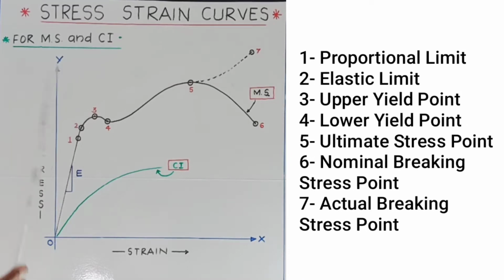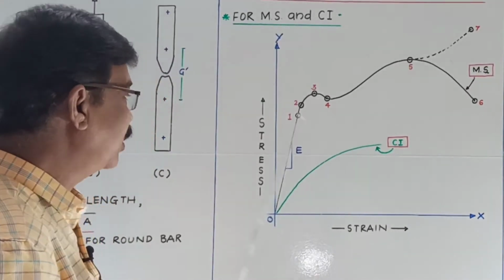Point number 2 is known as elastic limit. Point number 3 is known as upper yield point. Point number 4 is known as lower yield point. Point number 5 is known as ultimate stress point. Point number 6 is known as nominal breaking stress point, and point number 7 is known as actual breaking stress point. Now let us see all these things one by one.